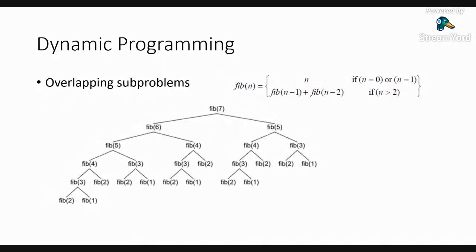As we can see here in the figure, Fibonacci 5 is computed here, and Fibonacci 5 is once again repeated here. Fibonacci 4 is repeated 3 times in the computation of Fibonacci n. So fib of n is equal to fib of n minus 1 plus fib of n minus 2 when n is greater than 2, otherwise it is n only. So this was the first characteristic.